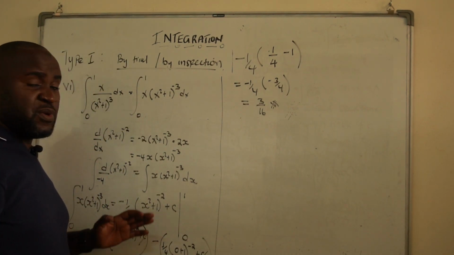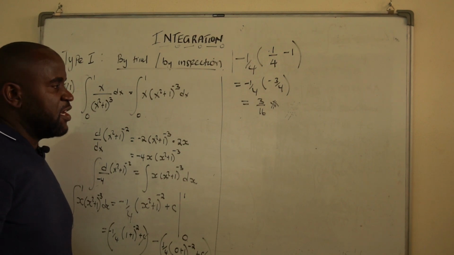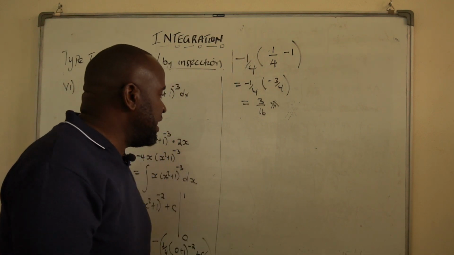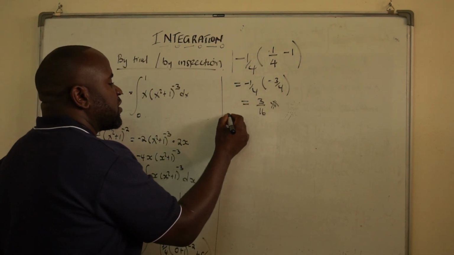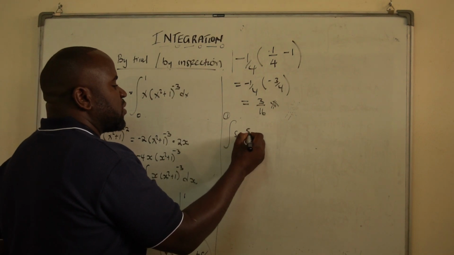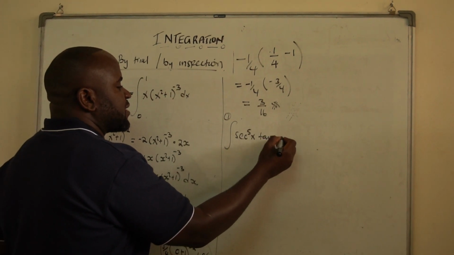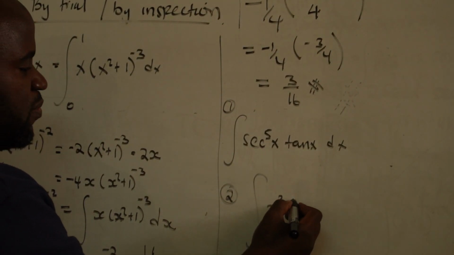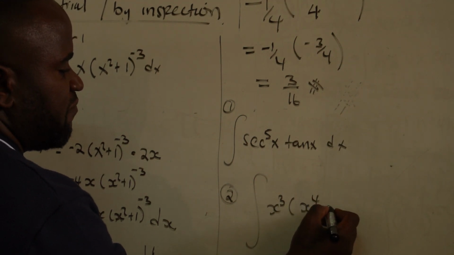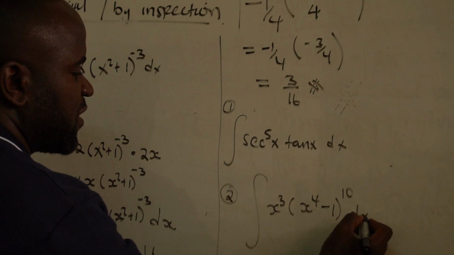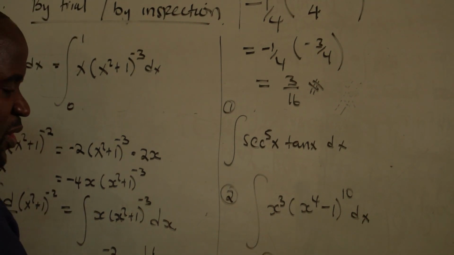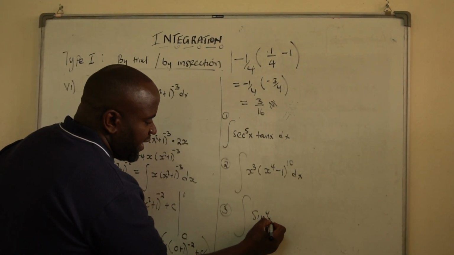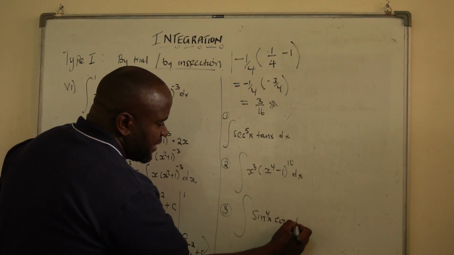So with that, you are dealing with what we call definite integrals. Since this is mathematics, there is no way I can leave you just like that without having a number to try out. So allow me to leave you with an illustration of question 1. Integrate sec to the 5th of x tan of x with respect to x. Number 2, integrate x cubed times x to the 4th minus 1 to the power 10 with respect to x. Then thirdly, also integrate sine to the 4th of x cos of x dx.